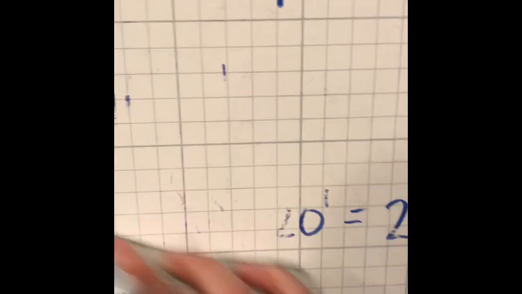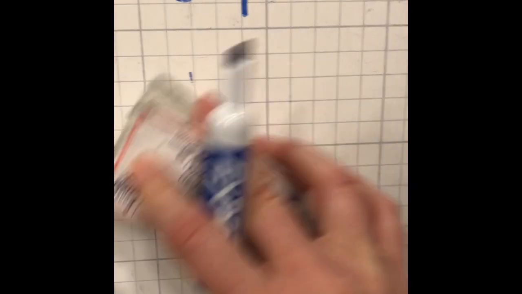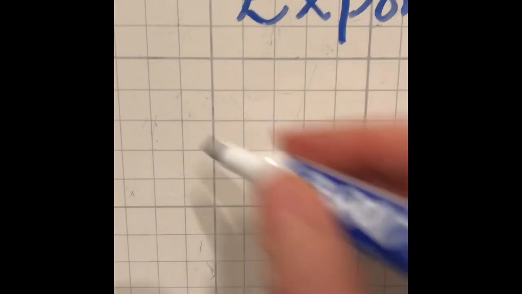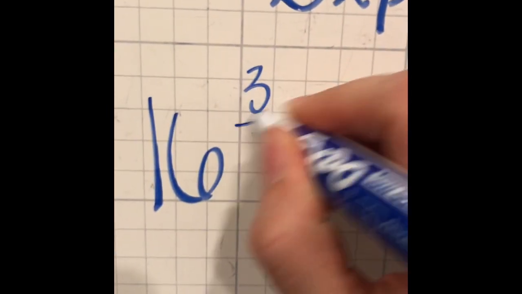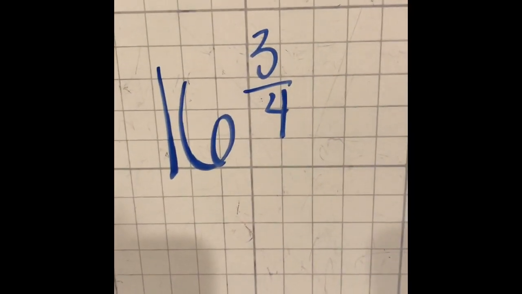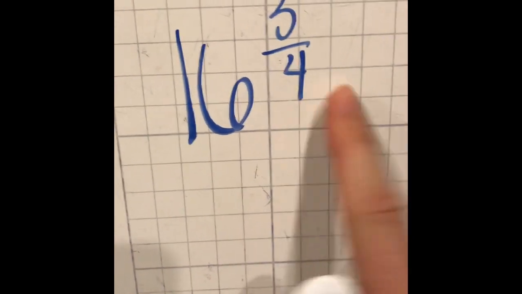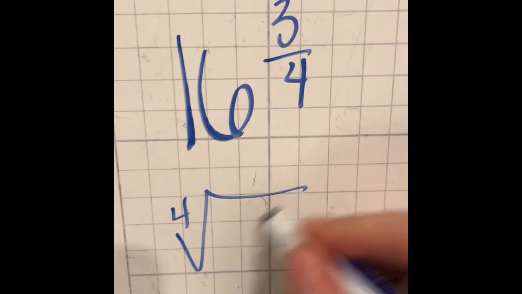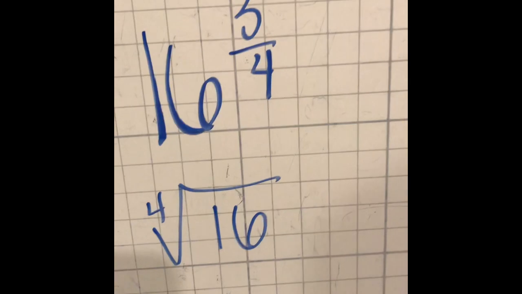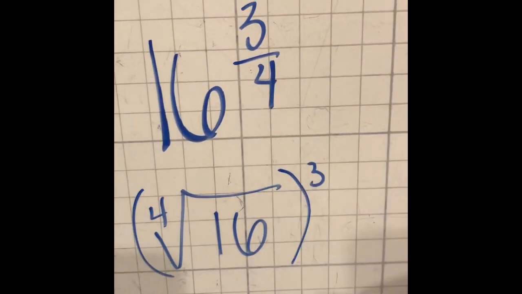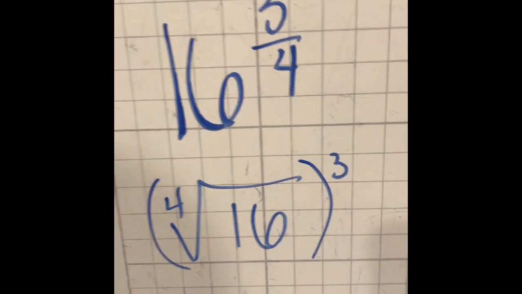All right, so another example that we can look at, I'll do one that's not a numerator of 1. So let's say 16 to the power of 3/4. So again, remember our denominator represents what root we're going to take. We're going to take the 4th root of 16, and then whatever that answer is, we're going to raise it to the 3rd power. So these two expressions are equal, they're equivalent.